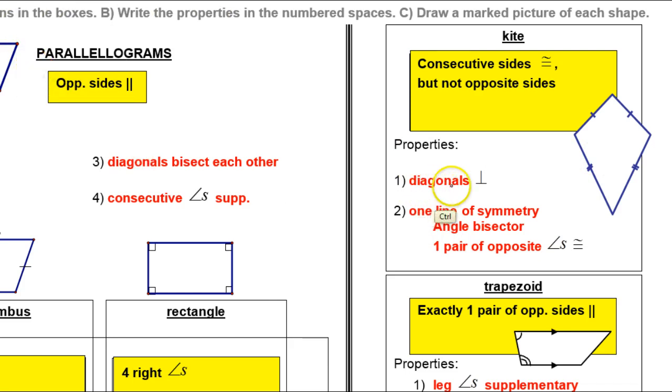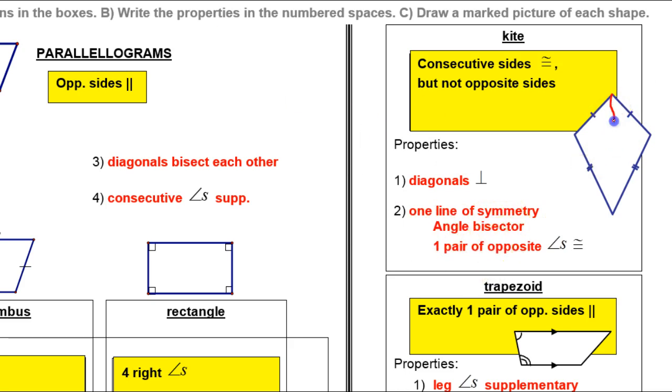One is that the diagonals of a kite are perpendicular. That's similar to what happened with a rhombus. That was also true for a rhombus. So for a kite, the diagonals are going to be perpendicular. Also, a kite does have 1 line of symmetry.